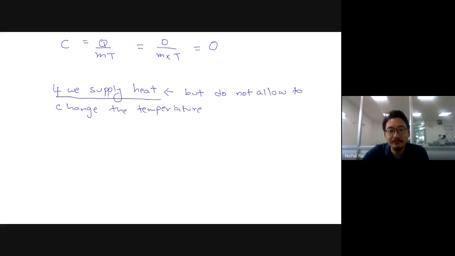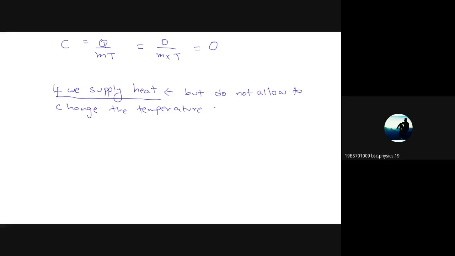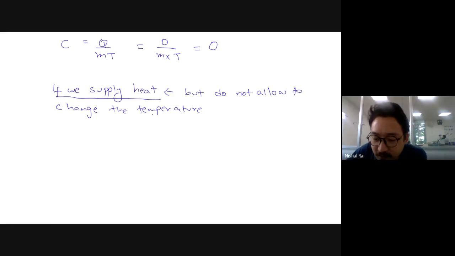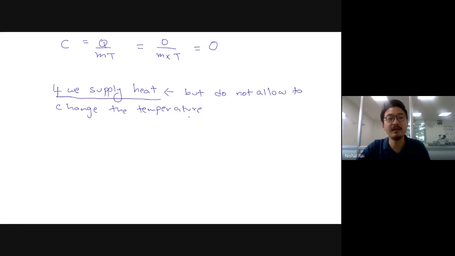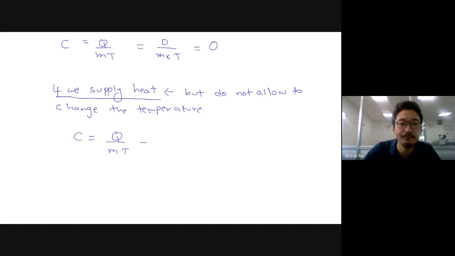How can we do that? By letting the gas expand. Isn't it, Dinesh? Yes, sir. If we let it expand, then its temperature will not change. We have supplied the heat, but the temperature does not change. So the specific heat will be Q divided by m into delta T, which will be Q divided by m into 0, which is how much? Infinite.